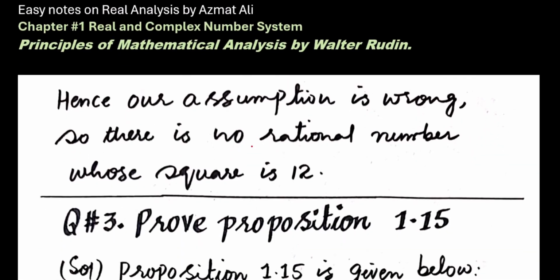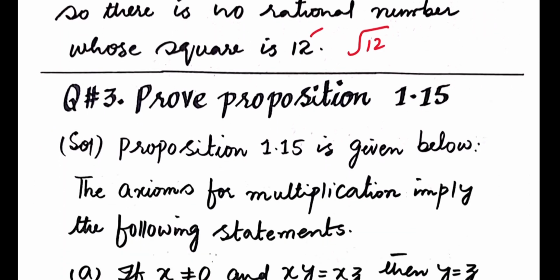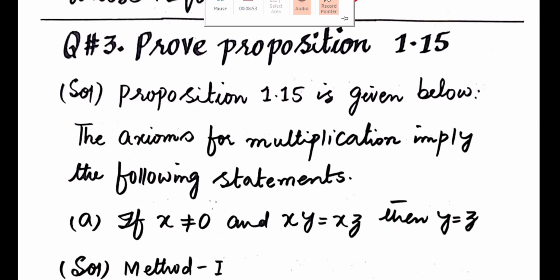So there is no rational number whose square is 12, and in other words we can say that the square root of 12 is an irrational number. Next, question number 3. In question number 3 we have to prove the proposition 1.15. What was the proposition 1.15? The proposition 1.15 is given below.